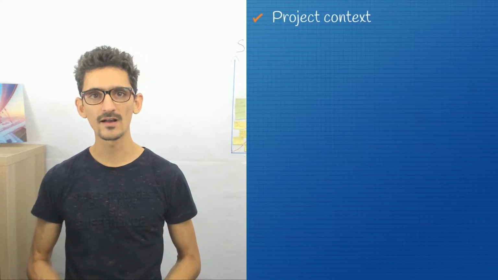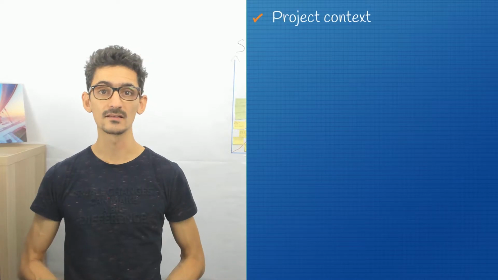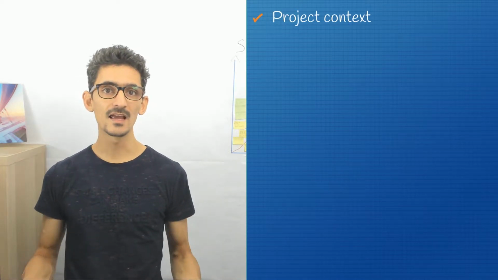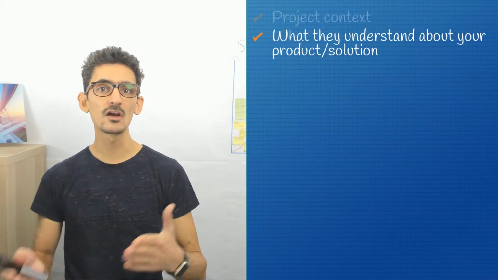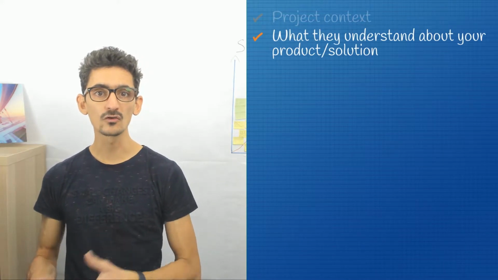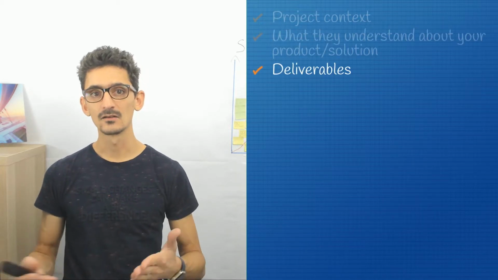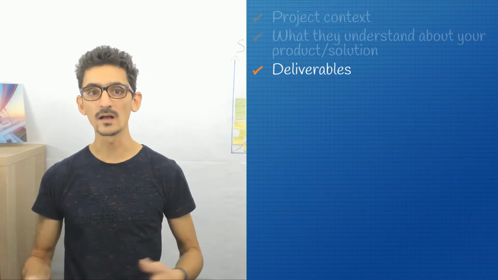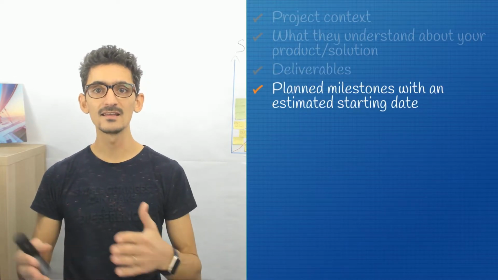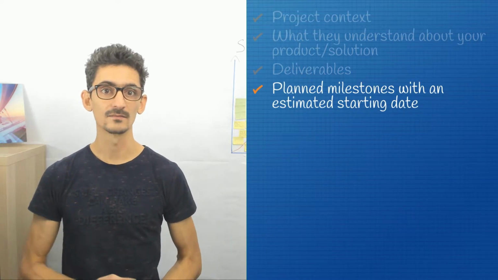First, the project context. This is where your provider will reformulate what he understood of your business, of your market. Then, the same thing for your product, your solution. What did he really understand about what you want and what you really need? Next, the deliverables. What the provider can commit to, and what are the milestones and the estimated starting date that he can do and provide.